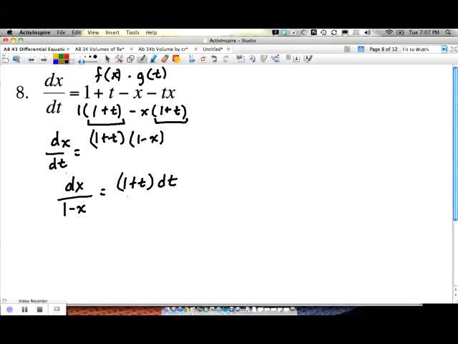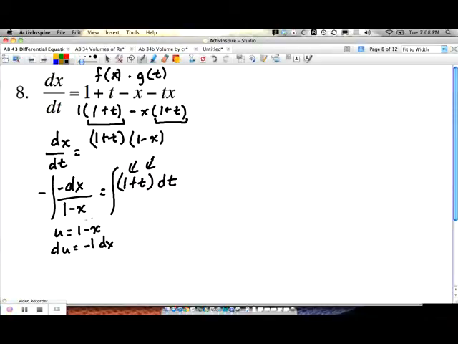Now if I integrate both sides, here I'm looking at a natural log function, and if my u is equal to 1 minus x, then du is equal to negative 1 dx. That means I'm going to have a negative inside, and I need to balance with a negative outside. Here, this is just a simple, straightforward power rule integration, integrating 1 dt and t dt.